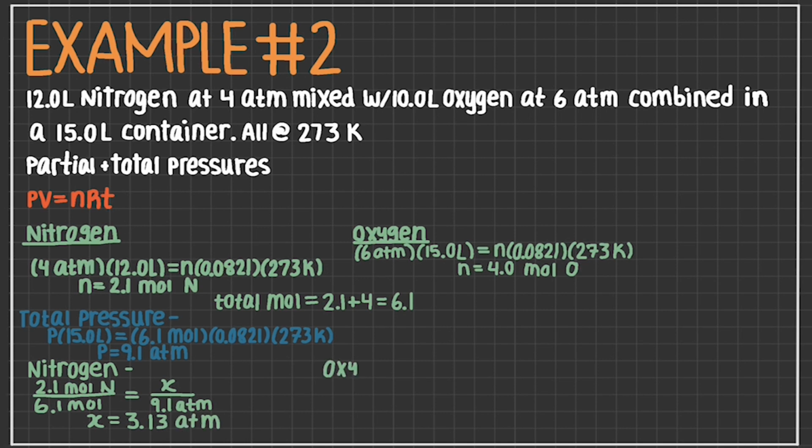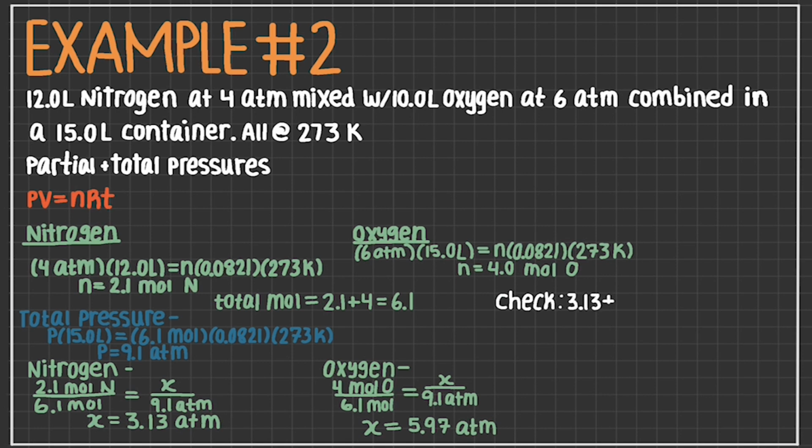For the partial pressure of the oxygen gas, we say 4 moles oxygen over the total 6.1 moles equals x over 9.1 atm, and the partial pressure of oxygen is 5.97 atm. We can check accuracy by adding these partial pressures and making sure they add up to the total pressure. 3.13 plus 5.97 equals 9.10, and our total pressure was in fact 9.1 atm.